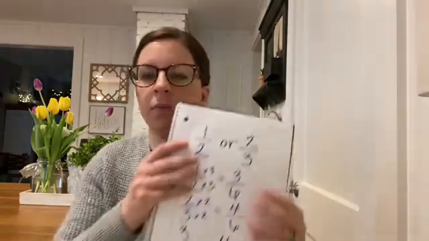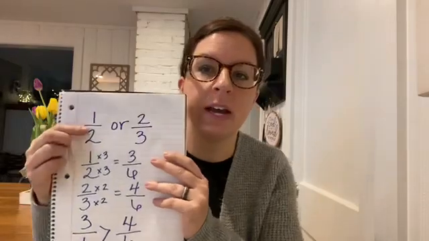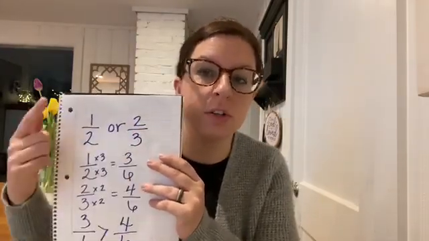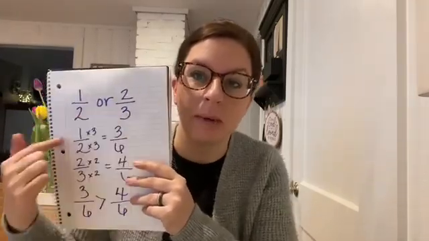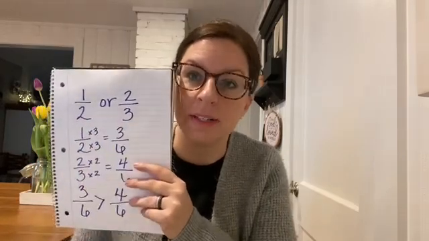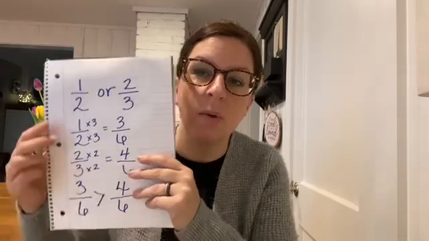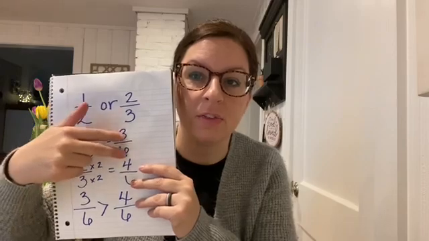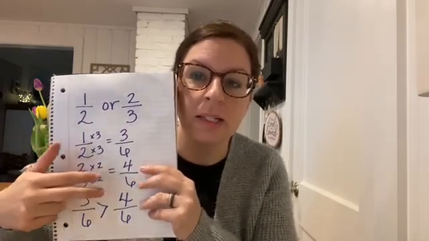I have one example right here. If I'm trying to find out which one is bigger, 1/2 or 2/3, I'm going to find a common denominator. I know that 2 and 3 both go into 6. That's also the denominators multiplied by each other. So for 1/2, I'm going to multiply both numbers by 3 to get 3/6. For 2/3, I'm going to multiply both by 2 to get 4/6.